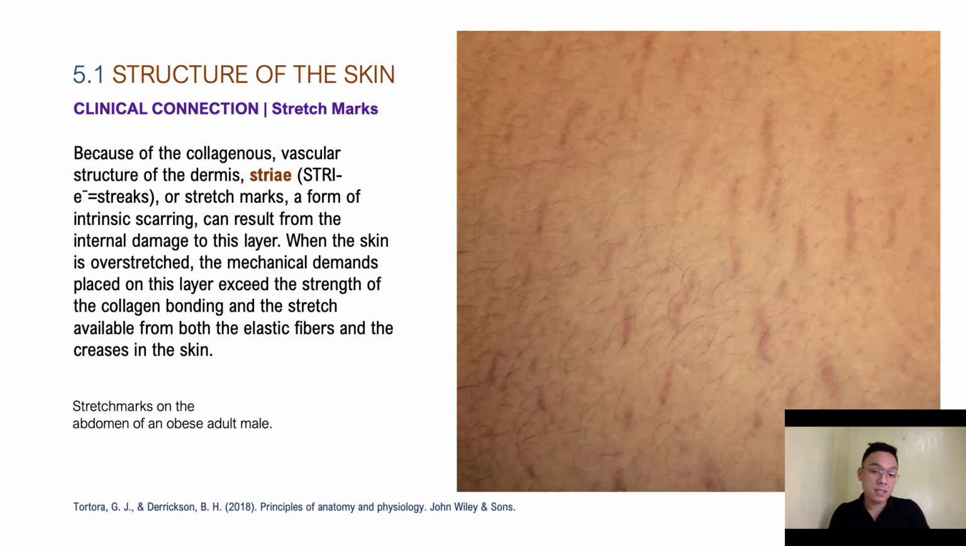So this is an example of stretch marks on the abdomen of an obese adult male, and it's not limited to the abdominal-pelvic region. It also appears in your lower limbs and arms.